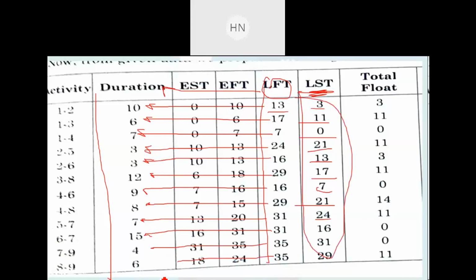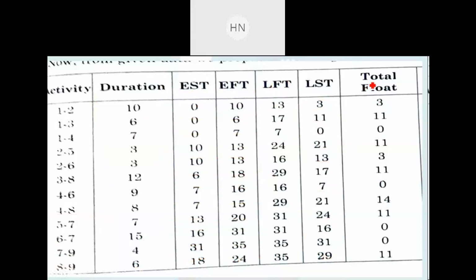And after that, the next step is what? You need to calculate total float here. Total float will be calculated by taking the difference of finishing times. Either you take the difference of these two finishing times, or you take the difference of starting times, the earliest starting time as well as the latest starting time.